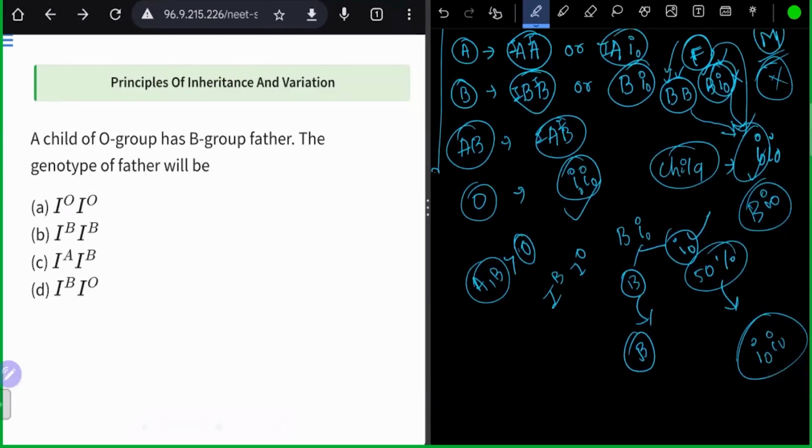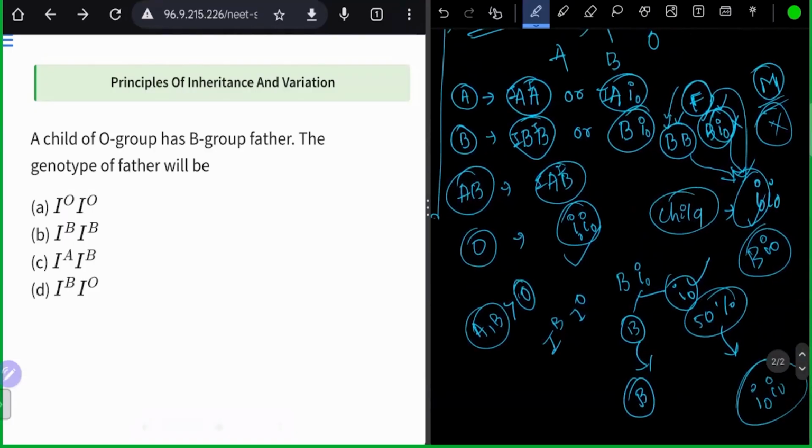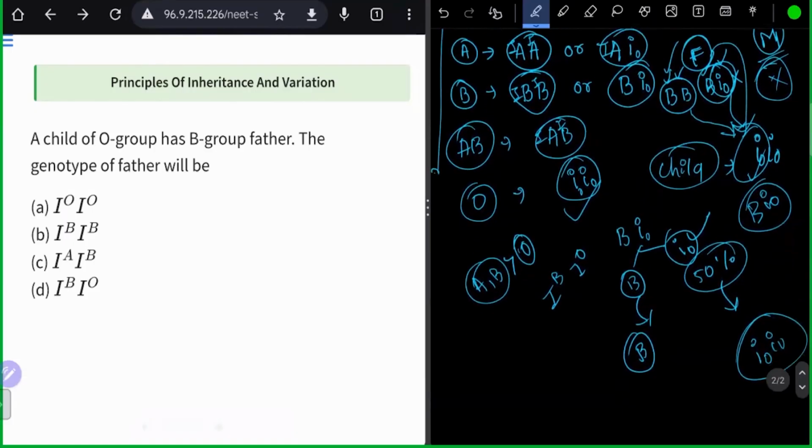That means IO. Then the father must be heterozygous, because if the father is homozygous, then the child will never inherit IO gene. So the options are, IO, first option, which leads to blood group O. But the father's blood group phenotype is B blood group. So the genotype will never be IO.